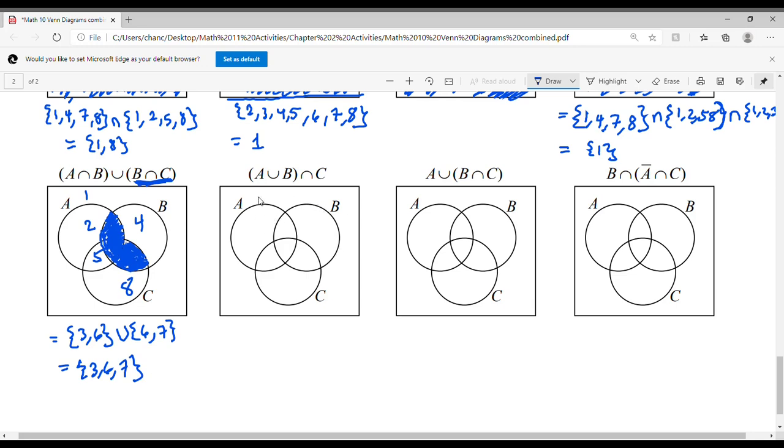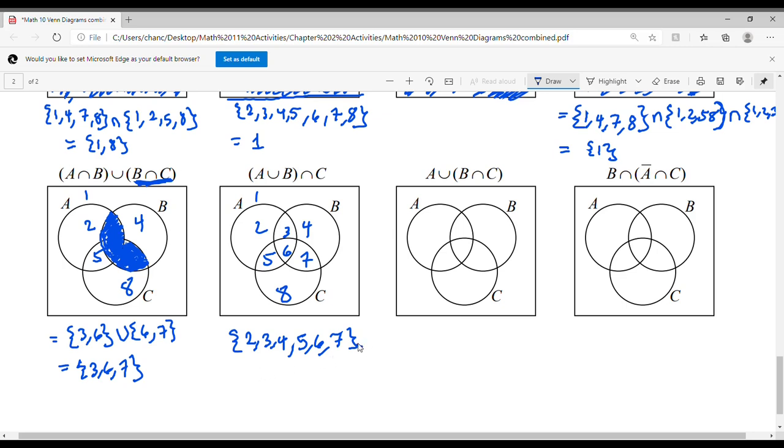For this example, let's label it again. 1, 2, 3, 4, 5, 6, 7, 8. I want to find A union B intersect C. A union B would be everything in A, so that's 2, 3, 5, 6, and everything in B, so we have 2, 3, 4, 5, 6, 7. Remember, A union B is everything in A, 2, 3, 6, 5, and everything in B, 3, 4, 6, 7. So we have all the numbers from A and B combined.